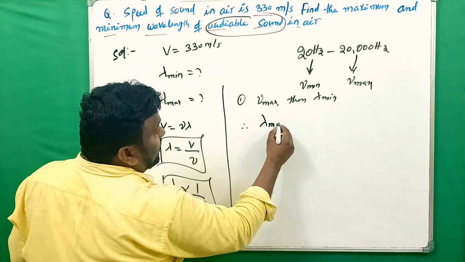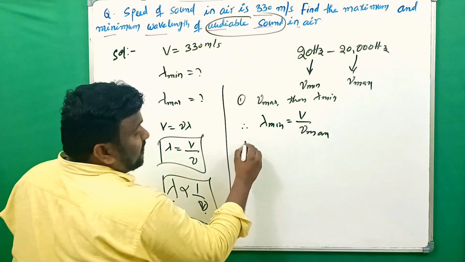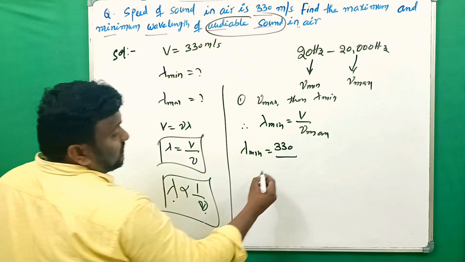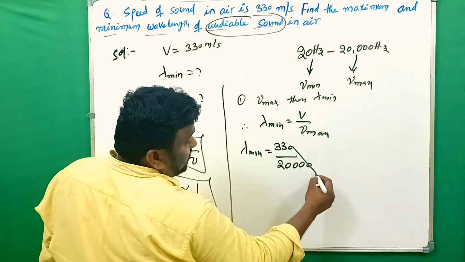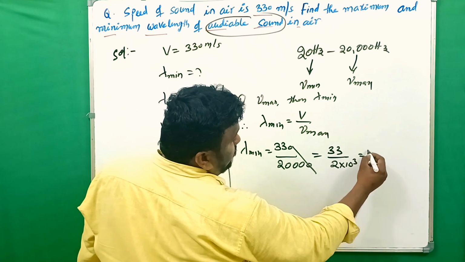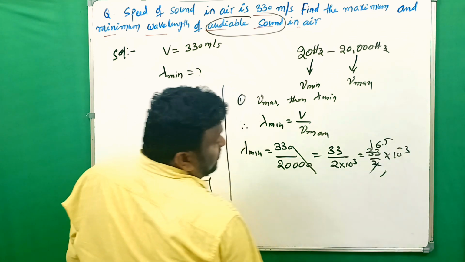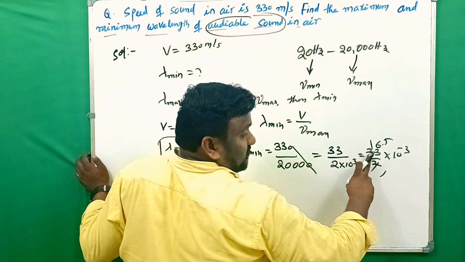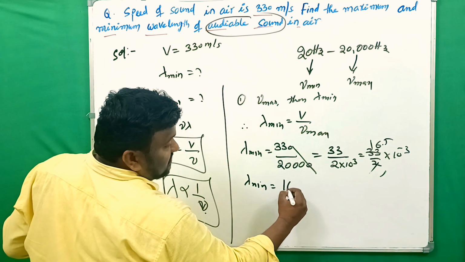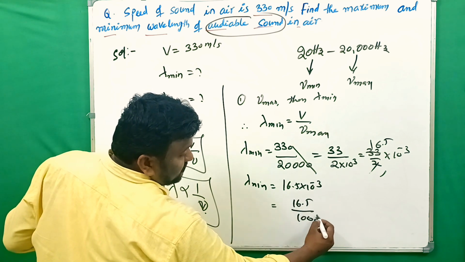Therefore λ minimum = V/ν maximum. V is the velocity of sound, 330, divided by ν maximum, which is 20,000. So 33 by 2 × 10^3, which is 33/2 × 10^-3. Two ones are 2, 13, two sixes are 12, so 16.5. Then λ minimum = 16.5 × 10^-3, which means 16.5/1000. Then what do you get here?